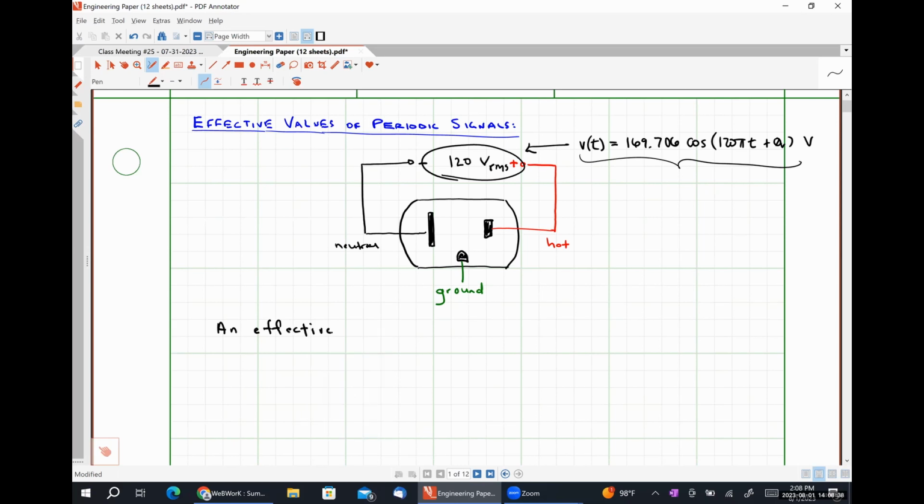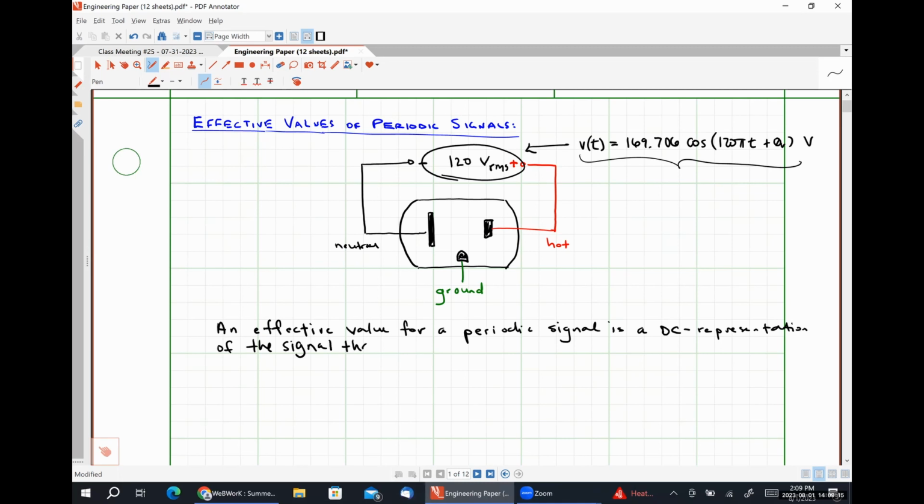So an effective value for a periodic signal is a DC representation of the signal that delivers the same amount of average power to an arbitrary load.